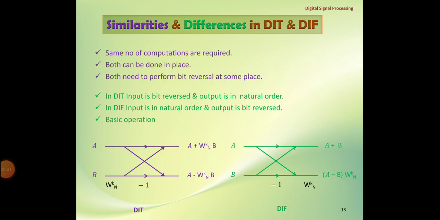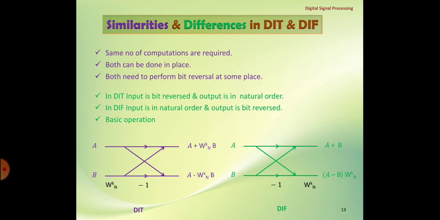Let's see similarities and differences in the decimation in time and decimation in frequency. First we will see similarities. In both cases, either it may be DIT or DIF, the number of computations required are always equal. Both use in-place computation, that is, the output of stage 1 becomes the input of stage 2.